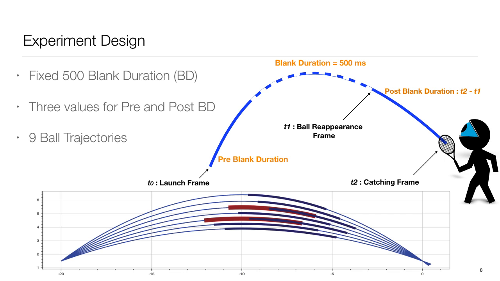To randomize the ball trajectory and also test our hypotheses, we used 3 different pre-blank and 3 different post-blank durations. Remember, the blank duration is the fixed 500 milliseconds where the ball was not rendered. So in general, we created 9 different ball trajectories that span a reasonable range of task difficulty. And as intuitive as it sounds, the more difficult ball trajectory is the one that has the shortest post-blank duration.